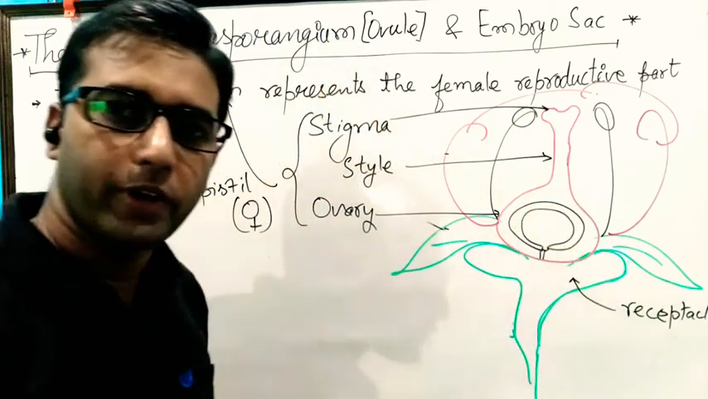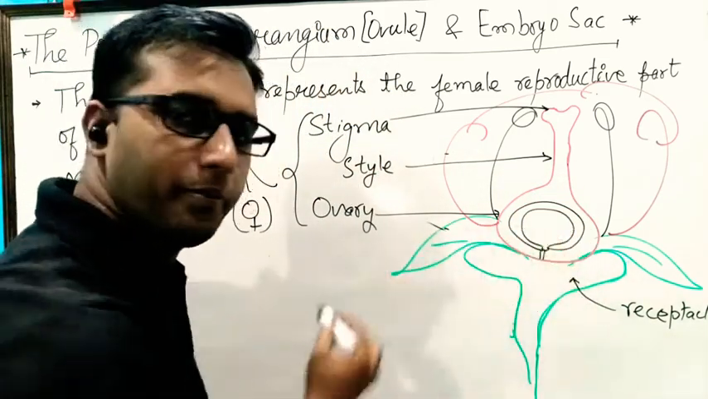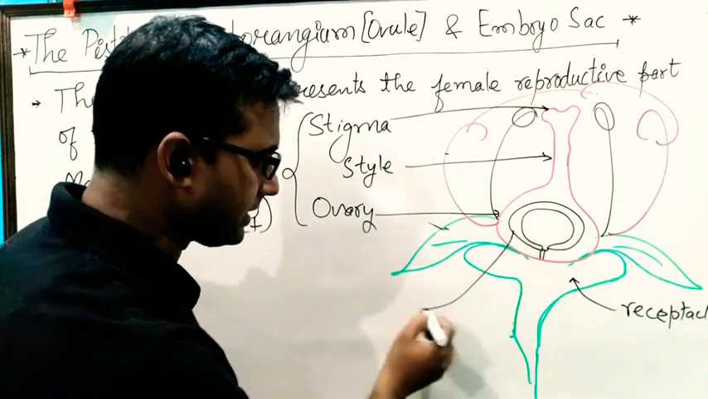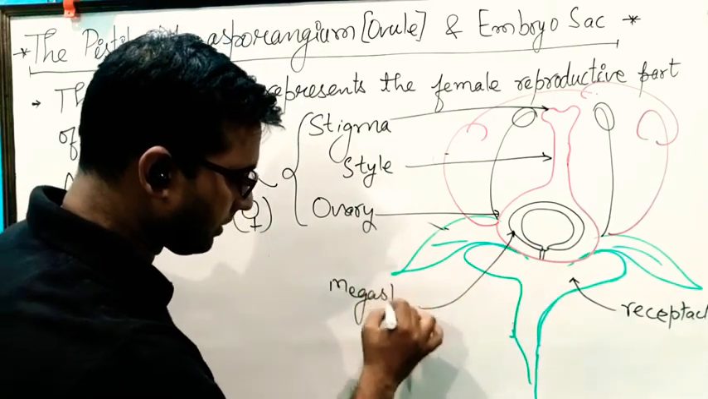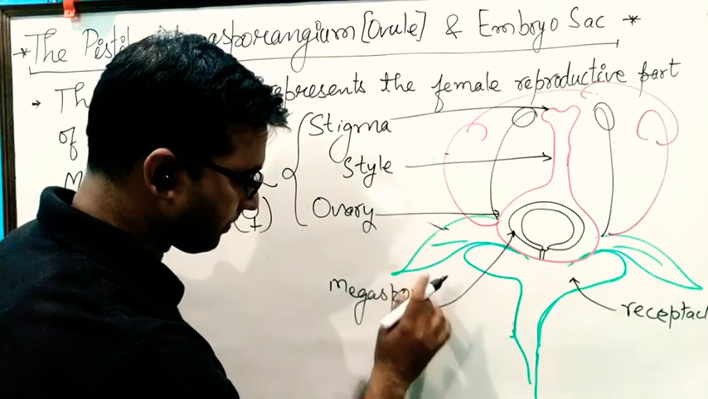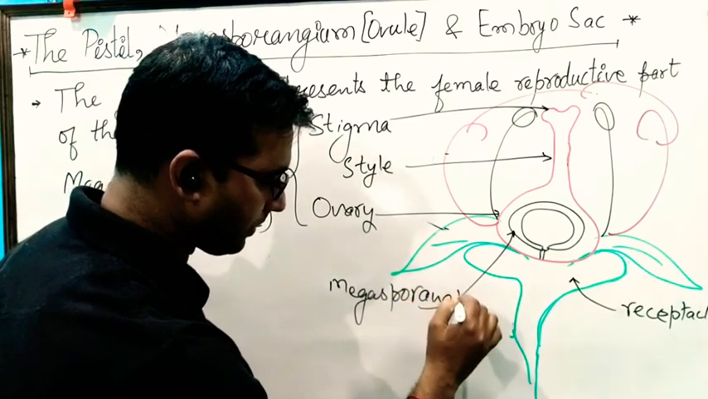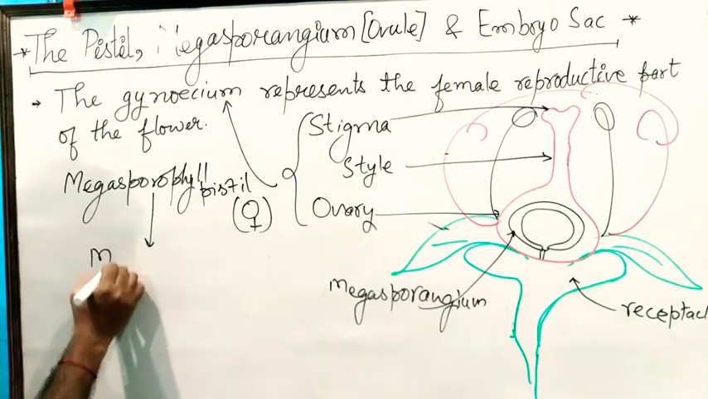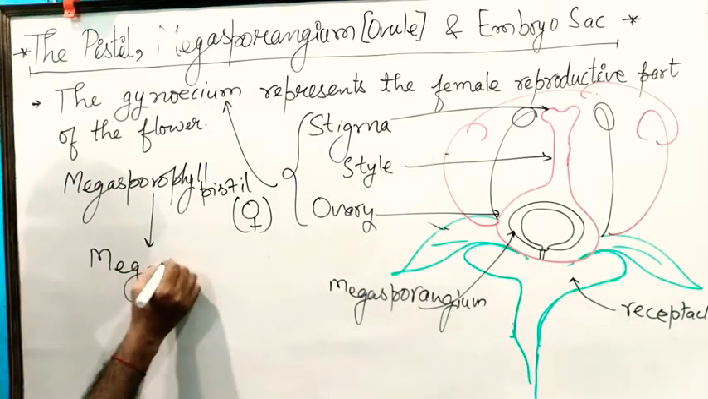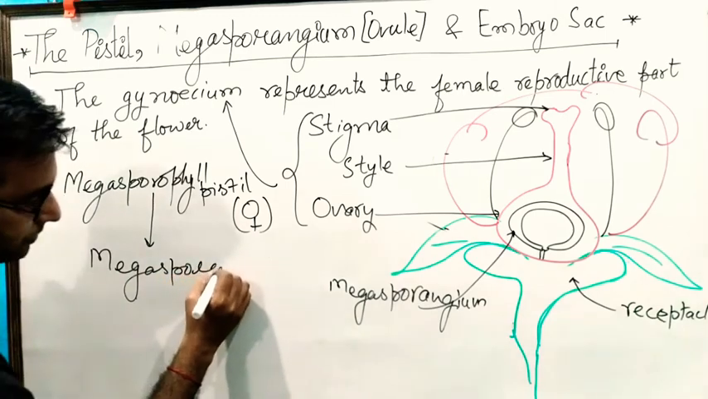Inside the ovary, this structure is the megasporangium. You can see this. So the megasporophyll contains the megasporangium.